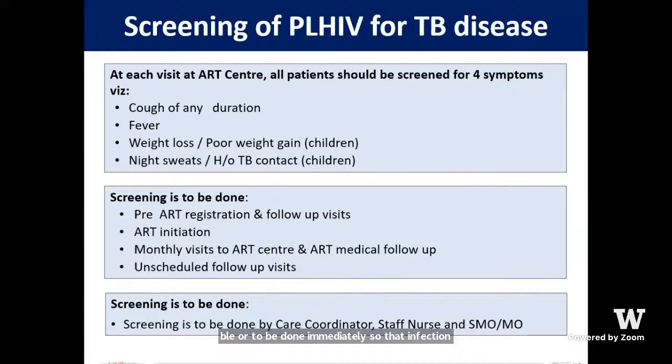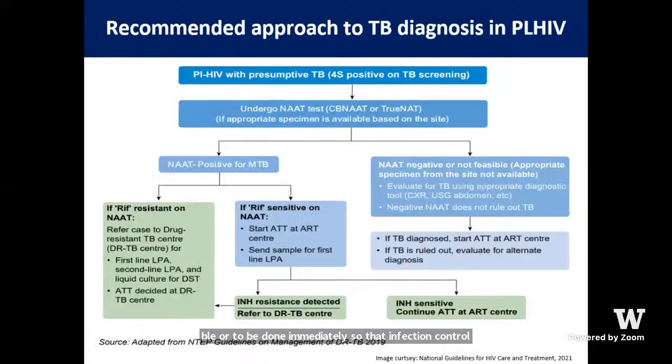Next slide. What is the recommended approach to TB? It is the diagnostic algorithm for TB diagnosis in PLHIV. Whenever the 4S is positive, we have to do a CBNAAT. If an appropriate specimen is available, such as sputum, an accessible lymph node, a pleural effusion, ascitic fluid or something like that, it may be subjected to CBNAAT or TrueNat immediately.